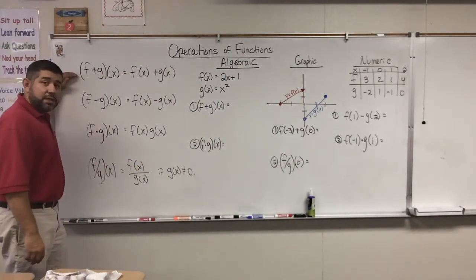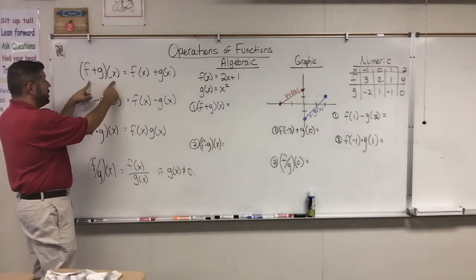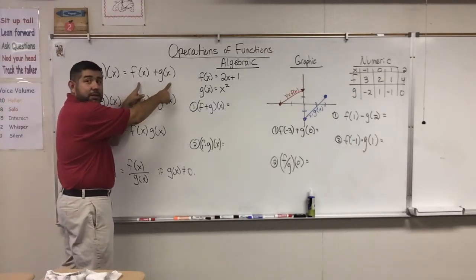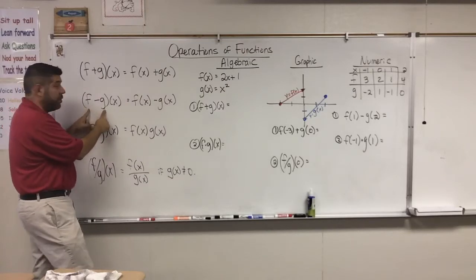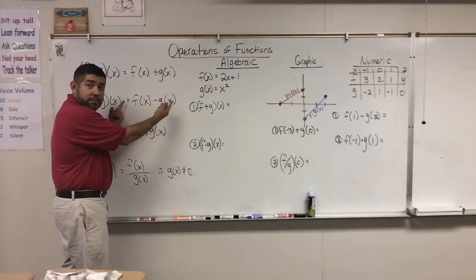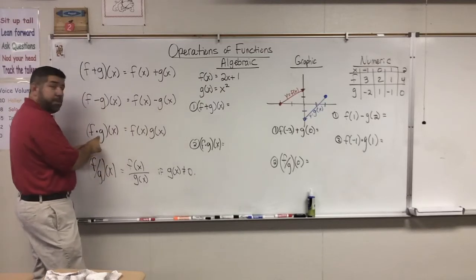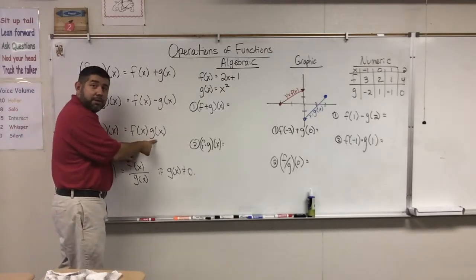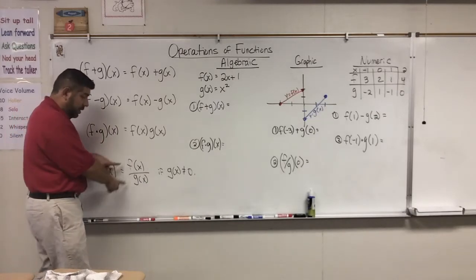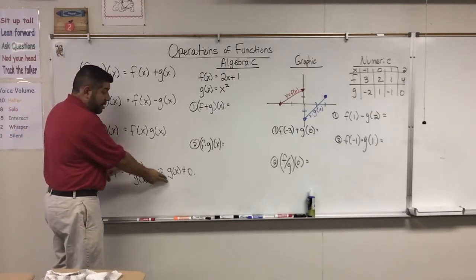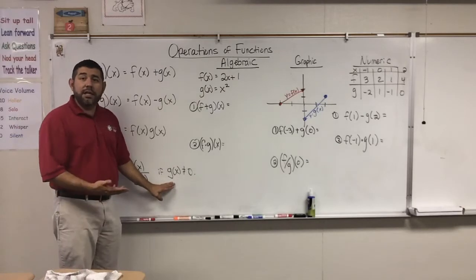The first one is addition. If we add two functions, all we have to do is add the functions together. If we have two functions and we have a minus, we're going to subtract the two functions. If we multiply them, then we're going to multiply the two functions. The only one that's a little bit different is when we divide two functions, we can divide the two functions, except that we have to make sure that g of x is not equal to 0.